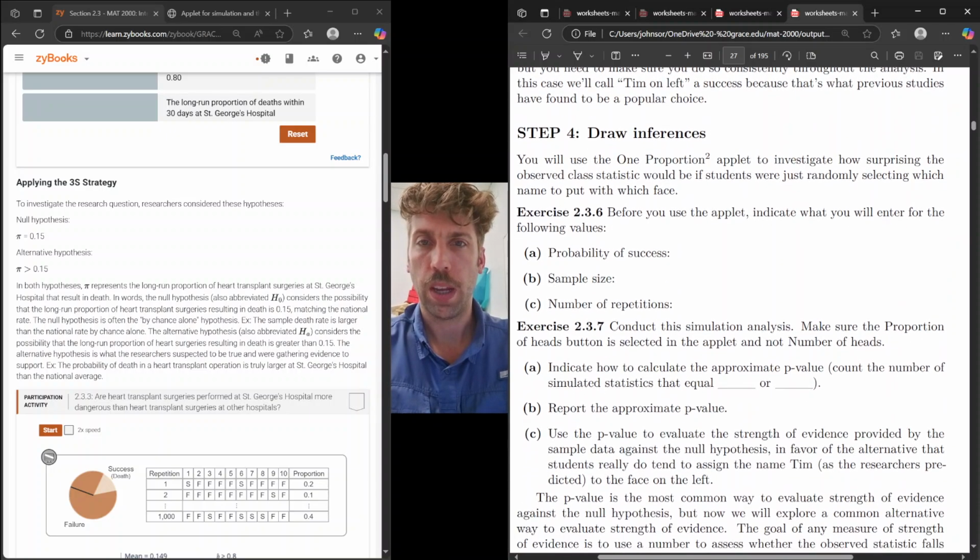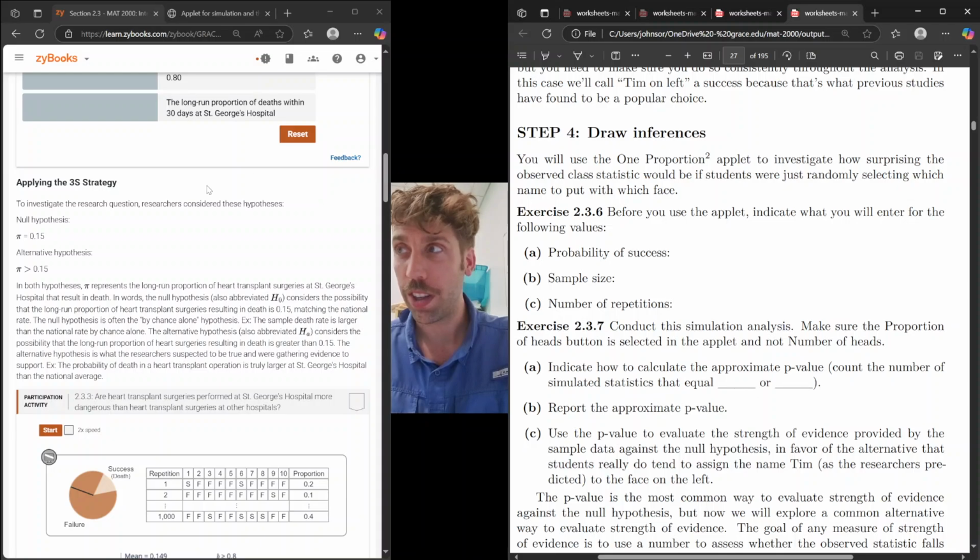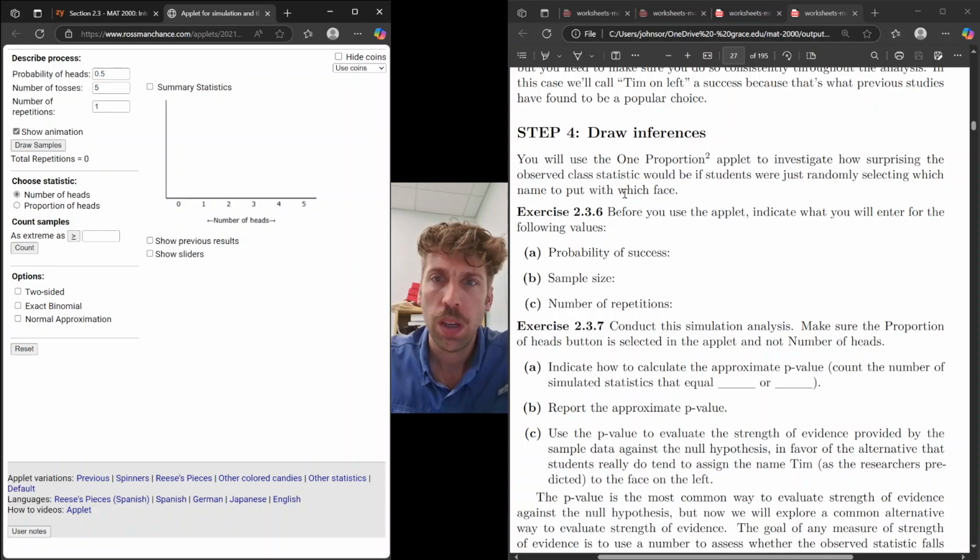Okay. And then we go to our old one proportion applet. There are other applets we will eventually use, but this one's our favorite at the beginning because it's the simplest scenario. This investigates how surprising the observed class statistic would be if students were just randomly selecting which name to put in front. So we'll use the applet and indicate what you'll enter for the following values: probability of success, sample size, and number of repetitions. Probability of success would be the number from the null hypothesis.